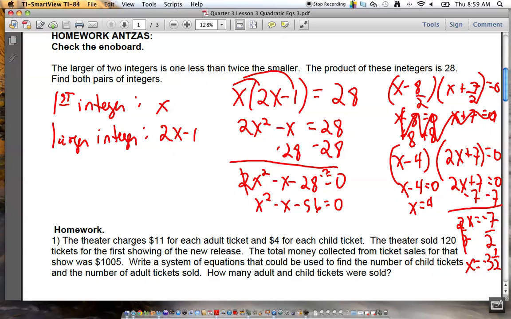Now, would somebody please read the first 5 words of this question? The larger of two integers. Stop. That means one of these must be rejected. Obviously, it has to be the negative one. Why? Because it's not a whole number. Right, it's not an integer. Integers are not fractional, so that's gone. So the only answer here is 4, and 2 times 4 is 8, minus 1 is 7. And hey, check it out. What's 4 times 7? 28.